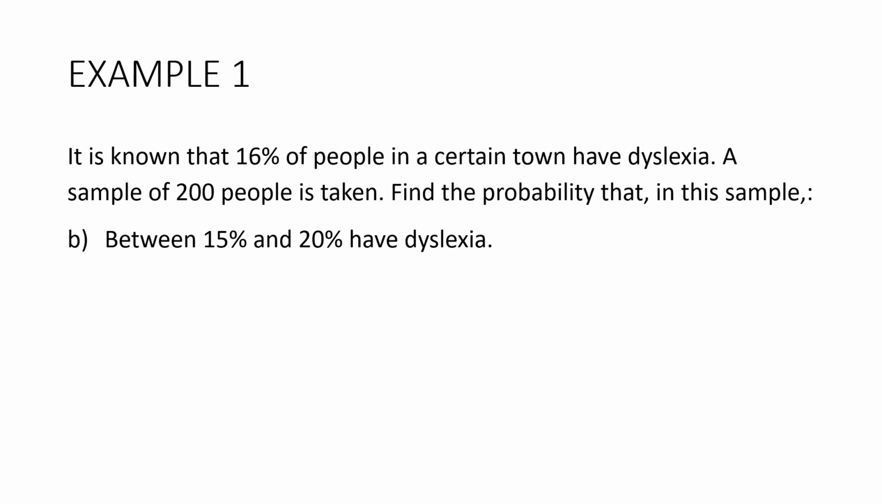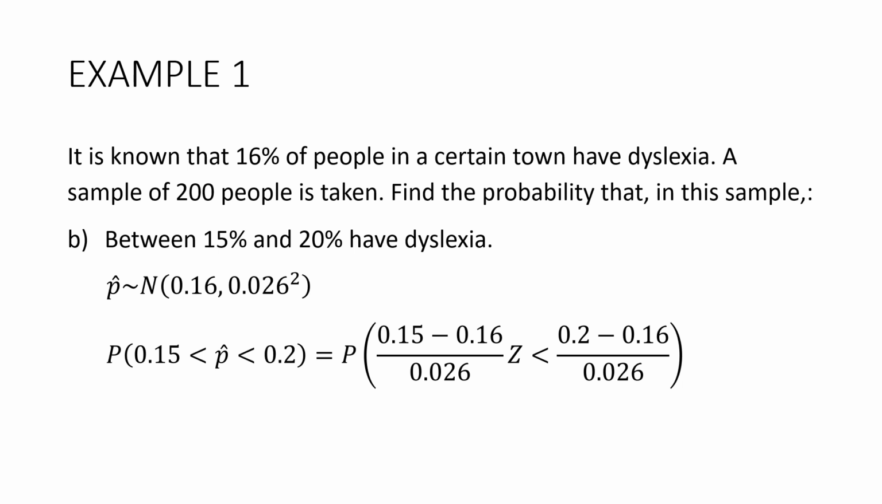B, between 15% and 20% have dyslexia. So here's our statement saying that p-hat is normally distributed. Now let's set up our probability statement. We want p-hat to lie between 0.15 and 0.2. And here are our respective z-scores. And again, reading off tables, we get the probability is 0.5862.